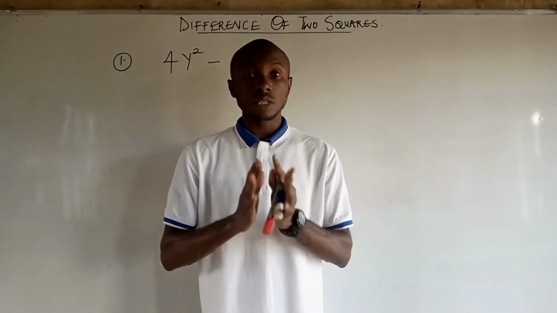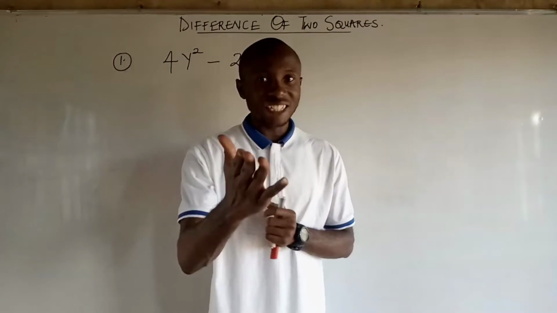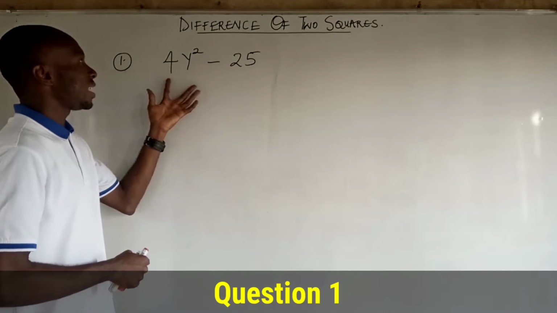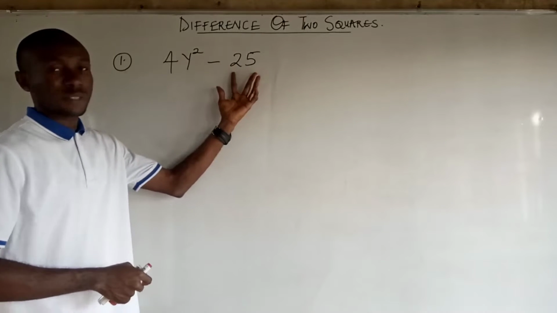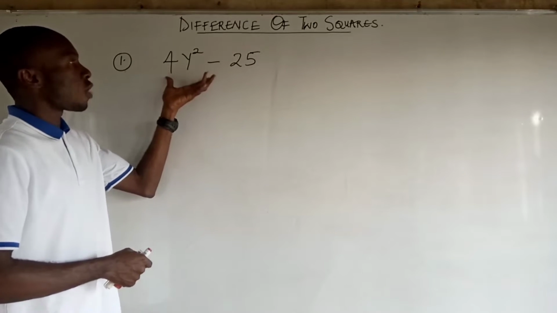This is Obasimati tutorial. So without wasting much of your time, let us go to the question right here on the board. Okay, this is our very first question for the day. It is 4y squared minus 25, and we really want to factorize this expression. How do we go about it?